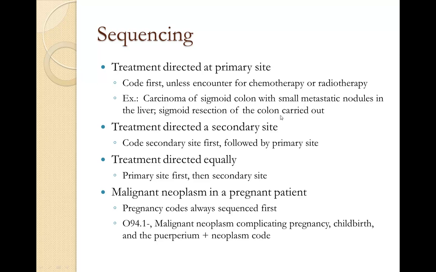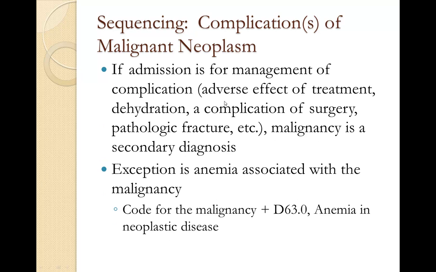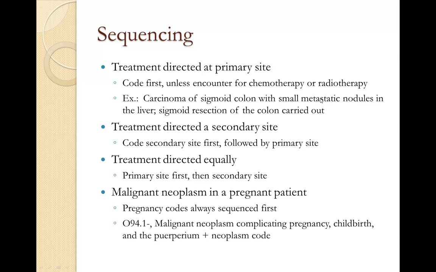And then here we have sigmoid resection of the colon carried out. So that would be coded with the procedure coding system, with PCS. So we got the code for the sigmoid colon first, and then we got the metastasis to the liver, and we're going to code that second. Now, had they come in for, let's say, chemotherapy for the liver, we'd put the liver first, and then put the sigmoid colon second after that.